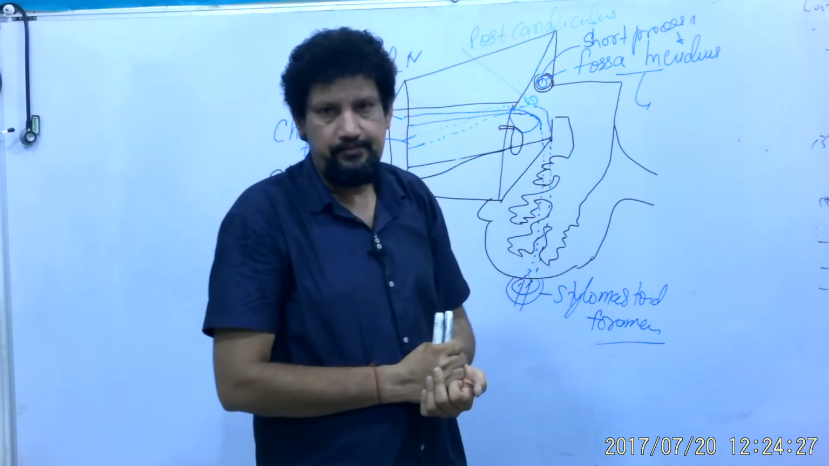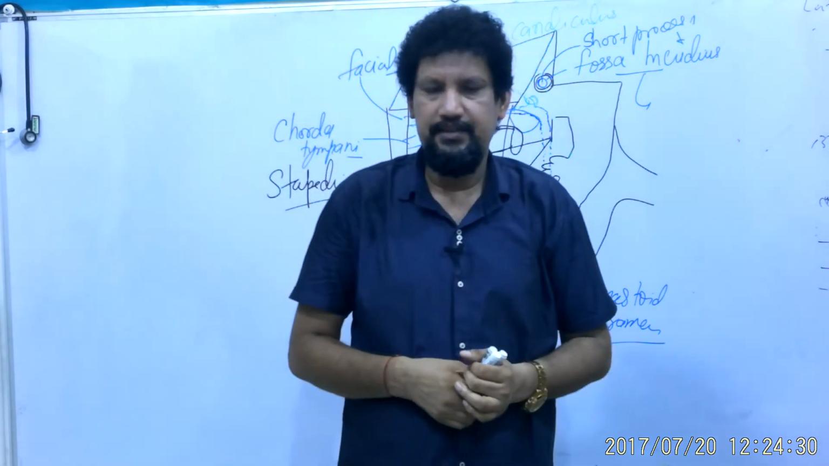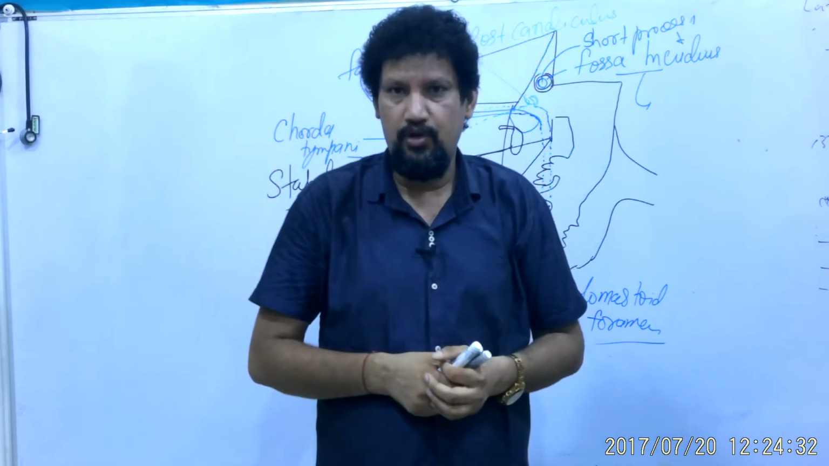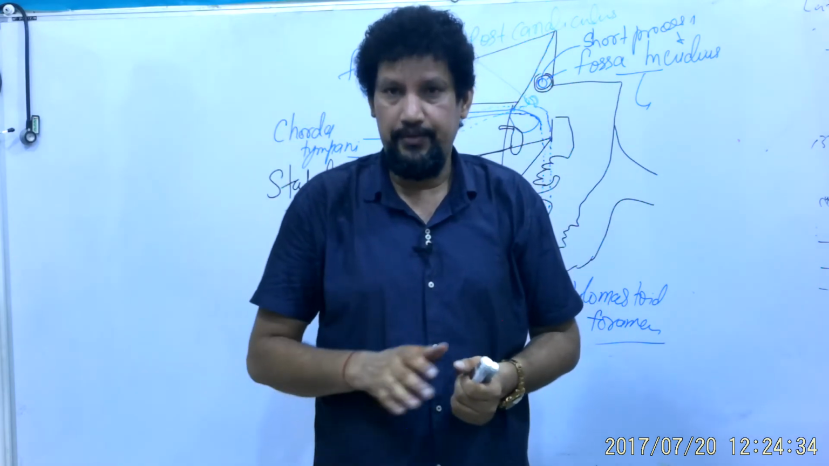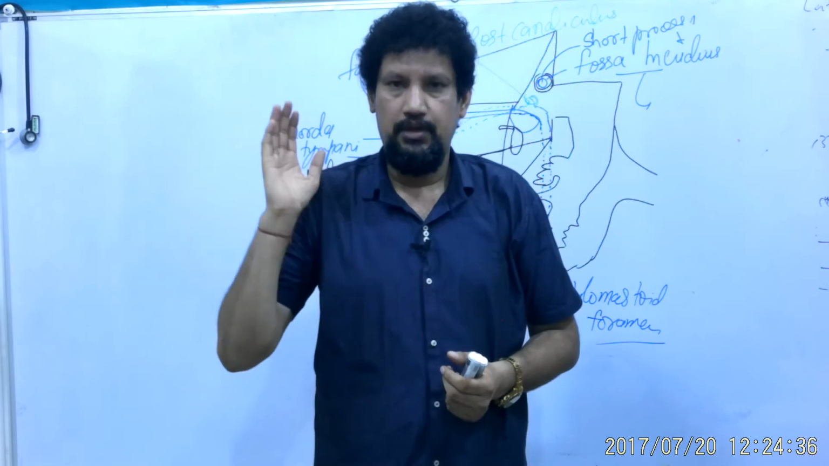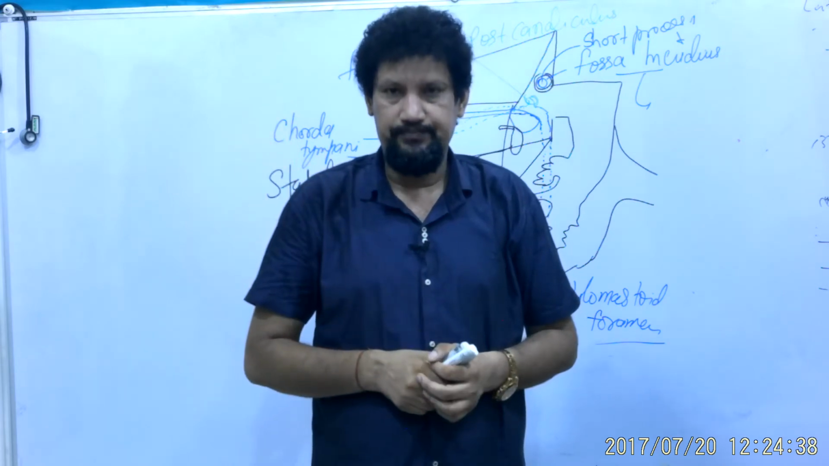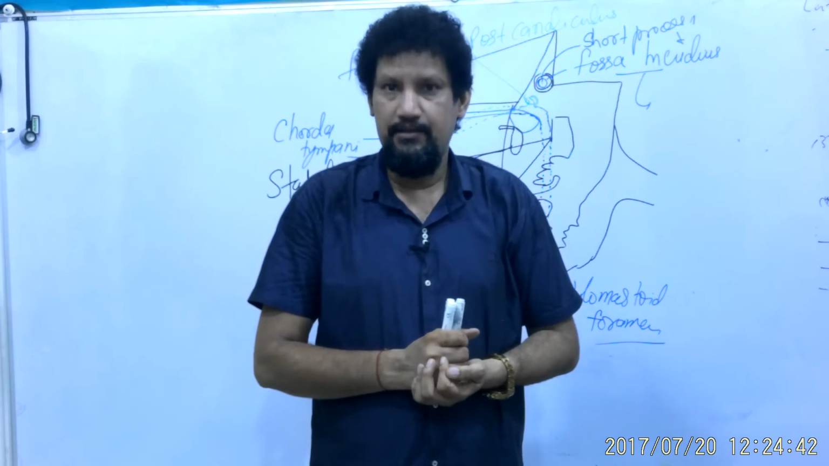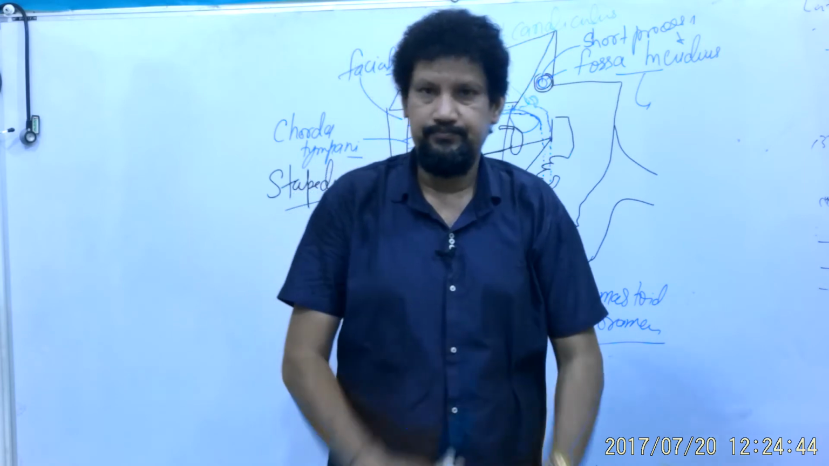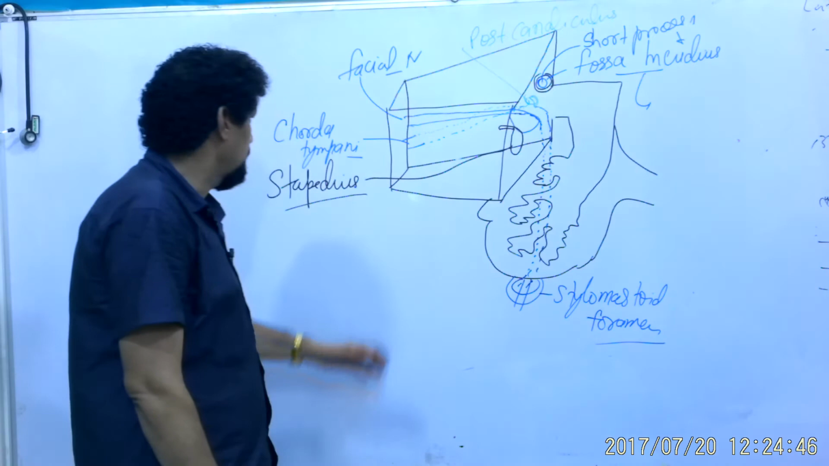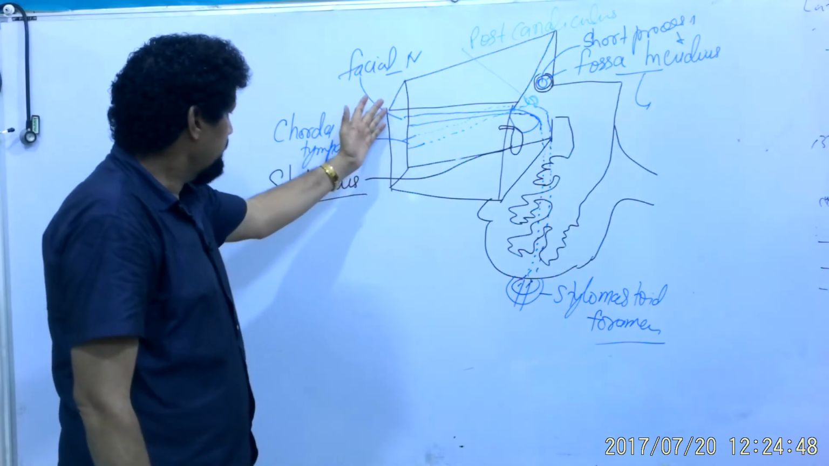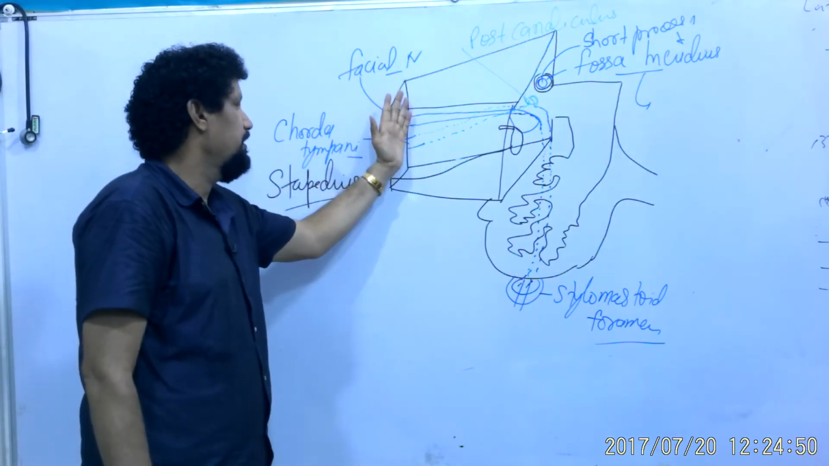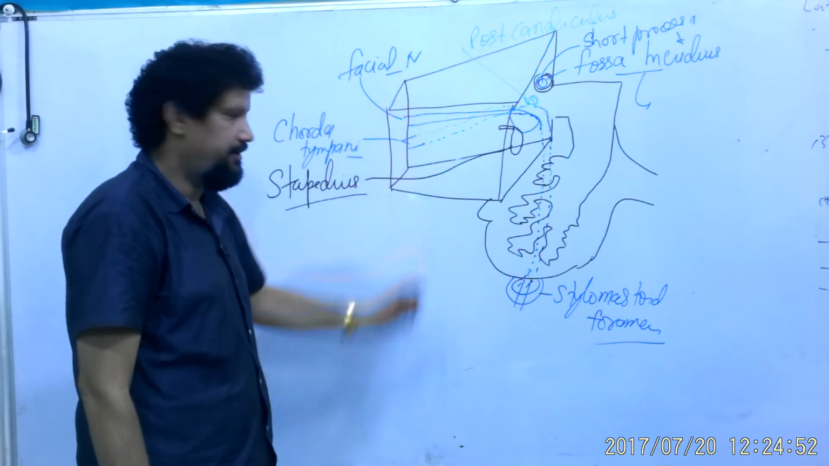Now, up to now we have seen the roof or tegmental wall, the floor or jugular wall, the mastoid or posterior wall. Now, we will see the very important anterior wall. In this illustration, we can see this wall, the anterior wall.